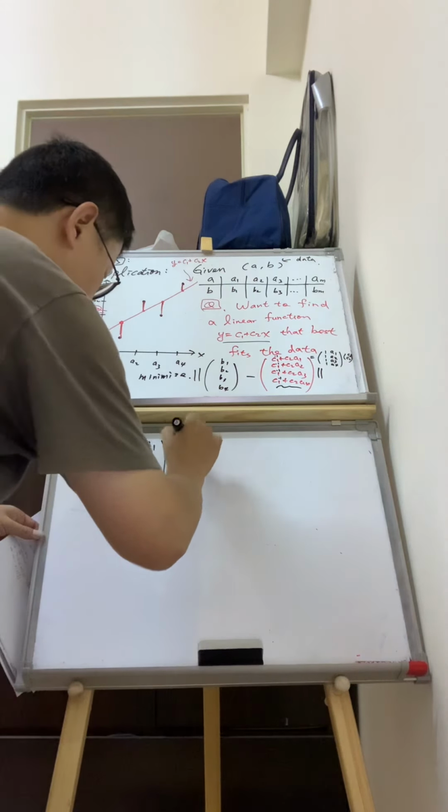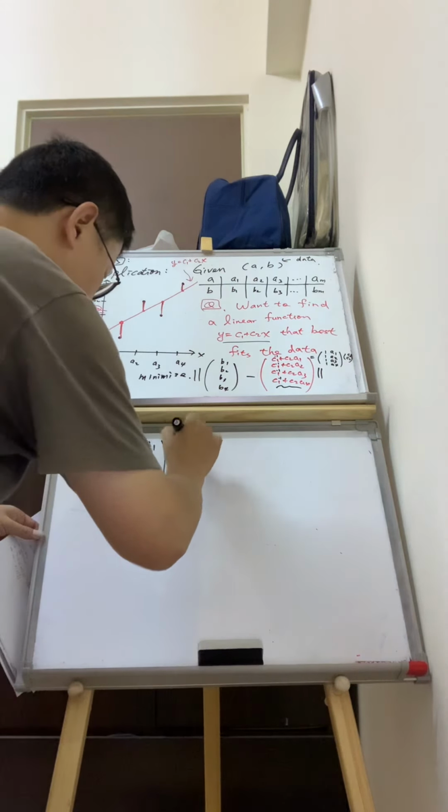It's our 1, 1, 1, 1 times c1, so it's the vector times c1 plus the vector a1, a2, a3, a4 times c2. You could build it this way. So you could combine them.